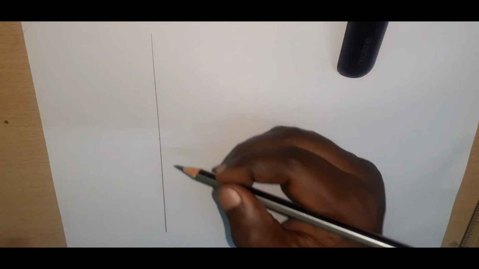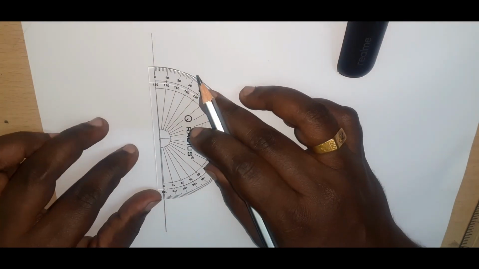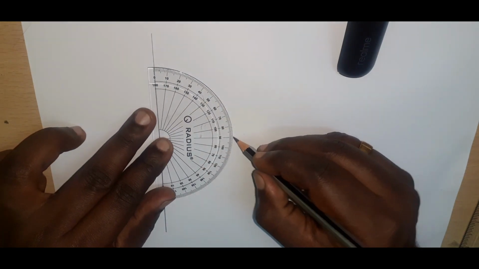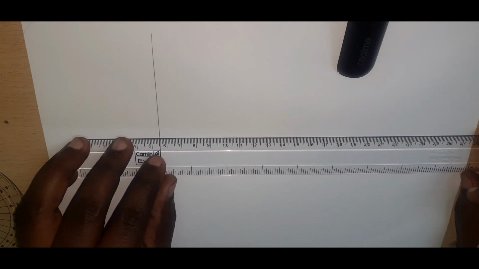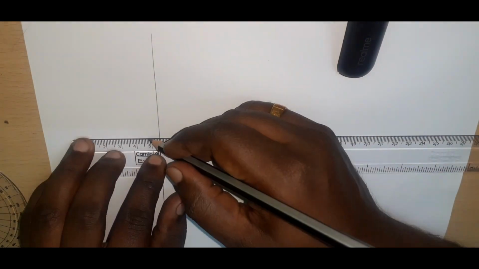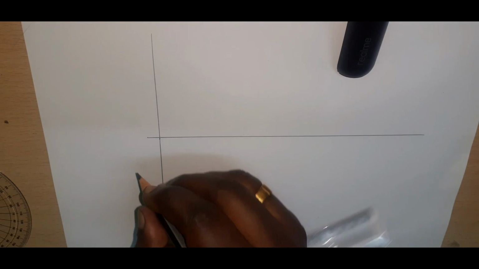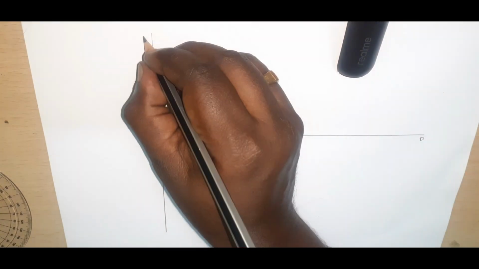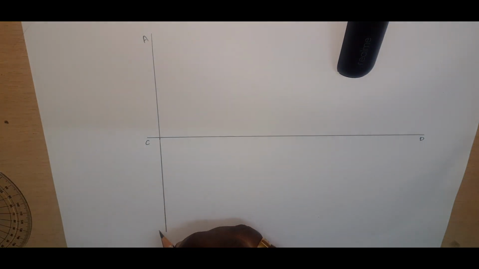Next, the axis line. You can fix a point, keep your protractor at 90 degrees, then draw a horizontal line. The line name is C D, and this is A and this is B.